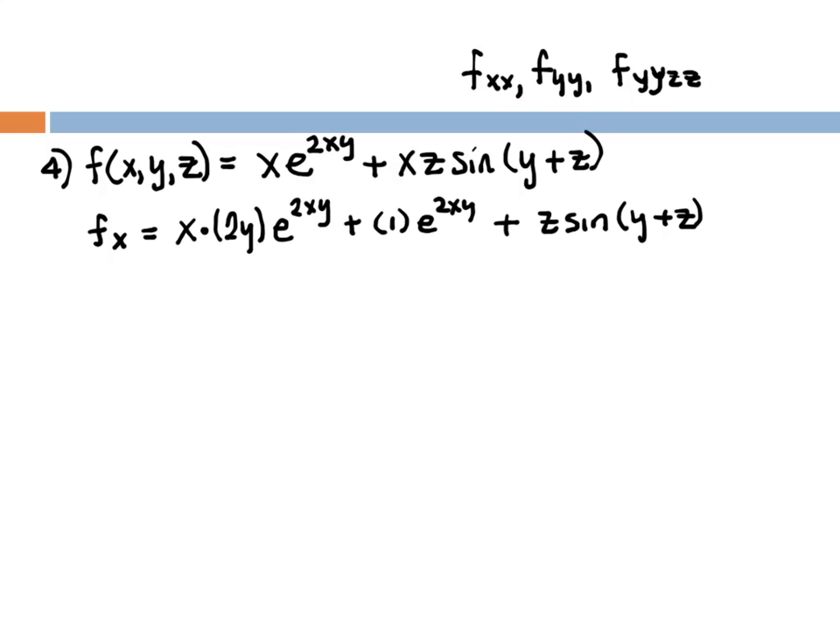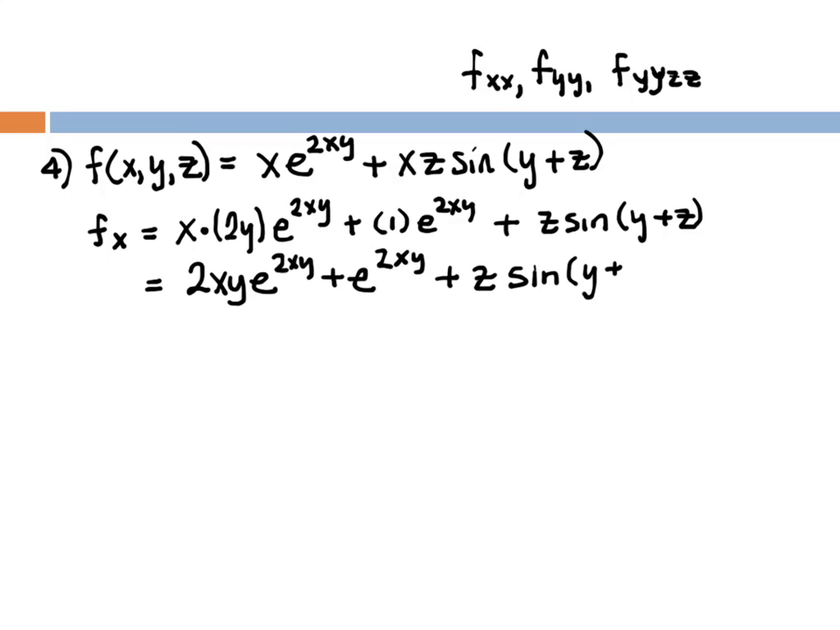And there isn't a ton to clean up here, but I am going to write one step of a little bit of a cleanup. So I'm going to write this as 2xy e to the 2xy, and I have plus e to the 2xy. And then the last part, there's really nothing to do except for rewrite. So z sine of y plus z.